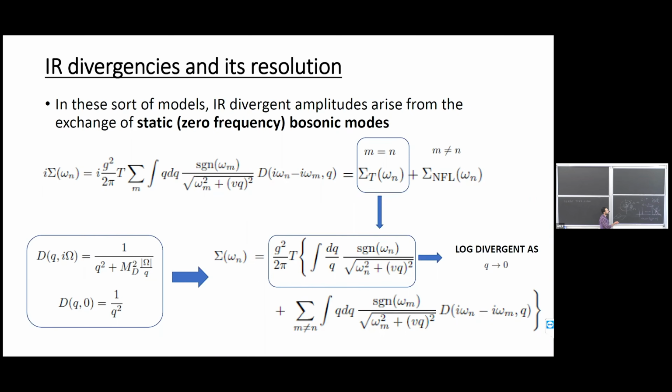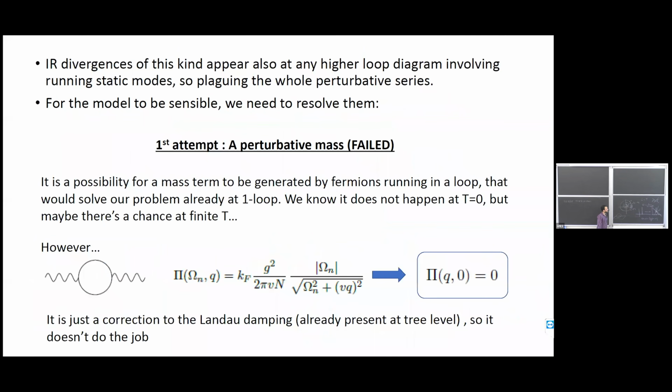It's very short. So the first obvious thing that one could expect to resolve these singularities is that somehow a mass term would be generated for these static modes. And the first source of a mass term are, of course, fermionic loops. But one can check that at finite temperature, fermions still lead to something pretty much like Landau damping, but subleading. So this is not the actual answer.